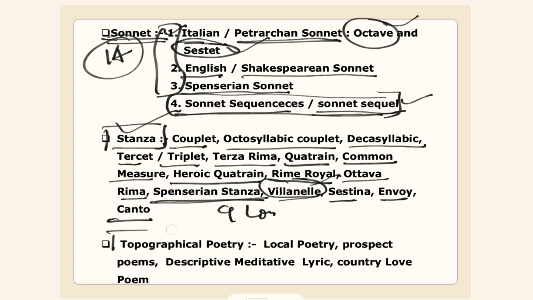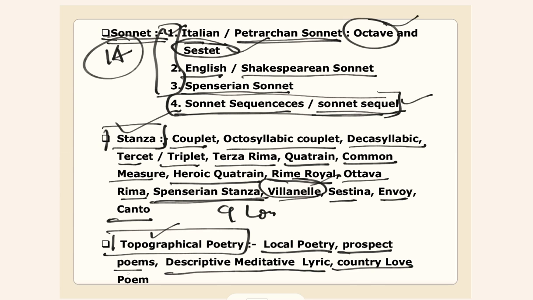Next, topographical poetry. The word itself describes it, with regard to a particular region or structure or situation. Let's see what are the important terms associated with topographical poetry. Local poetry, prospect poems, descriptive, meditative, lyric, country love poems. These are all terms associated with topographical poetry.